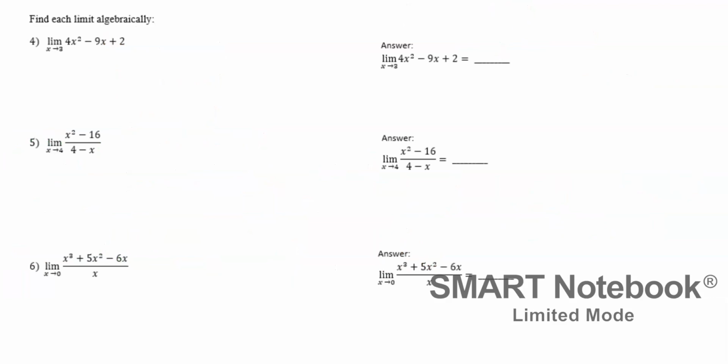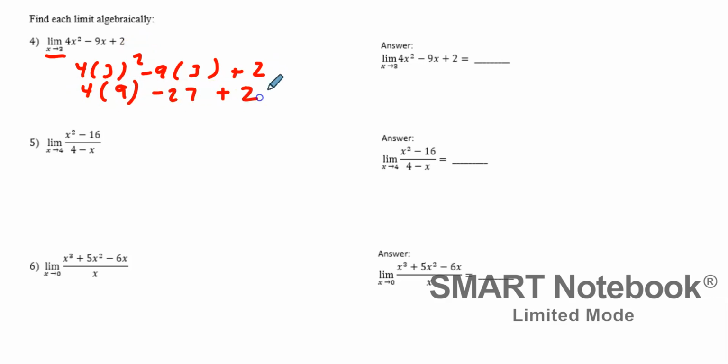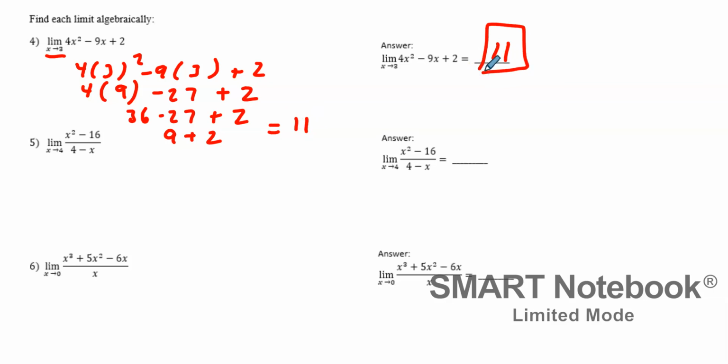Find each limit algebraically. When you're doing these problems, my suggestion first would be to plug in the x value that you're approaching to see if you get a y value straight away. So for the first example, if I take 3 and I plug it in everywhere I see an x, let's see if we get a y value out. So that would be 4 times, make sure you do the order of operations and square first, 36 minus 27 plus 2, so that would be 9 plus 2, so that's 11. So that means our y value that we're approaching, but not necessarily touching, is positive 11. So that one wasn't bad, because when we plug things in, we got something right away.